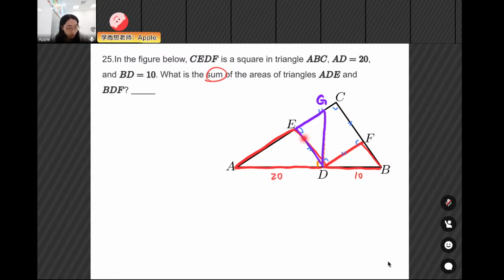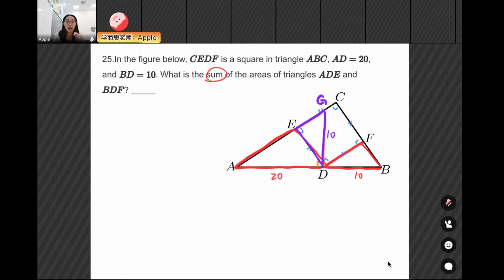Because here you see that EDG plus GDF is 90 degrees. Also you can get GDF plus FDB, that is also 90 degrees. So for these two small angles, they should be the same size, right? Okay, and then also here we know that this is part of the square, so we also have two right angles. That is why we can confirm these two triangles should be totally the same. So following this, if they are totally the same, BD equals 10, which means DG is also 10.